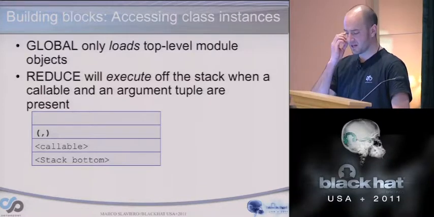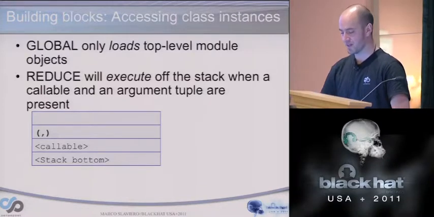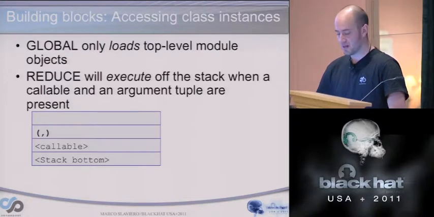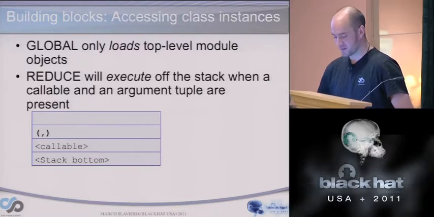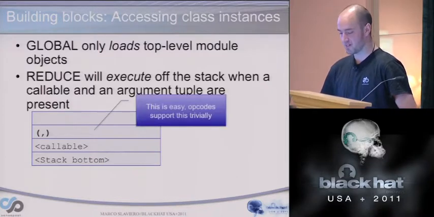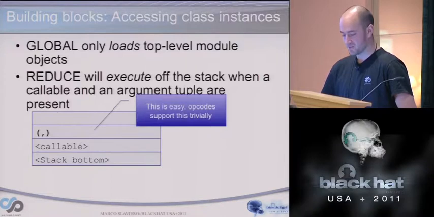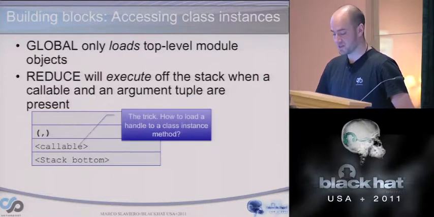This is the ideal stack layout that we want. We want a tuple for that f.read, which is an empty tuple. And underneath it, we want a callable that represents that instance method. Getting to this point is easy, right? We can generate tuples without a problem. It's producing this callable on the stack. That's going to be the trick.